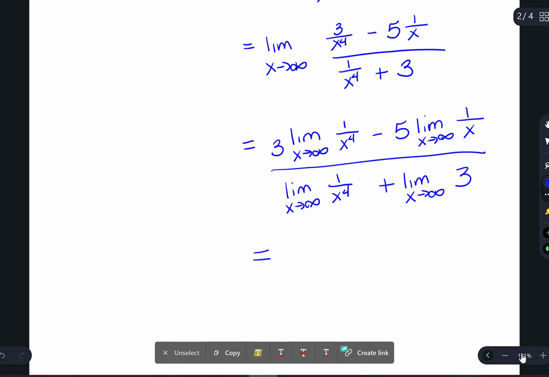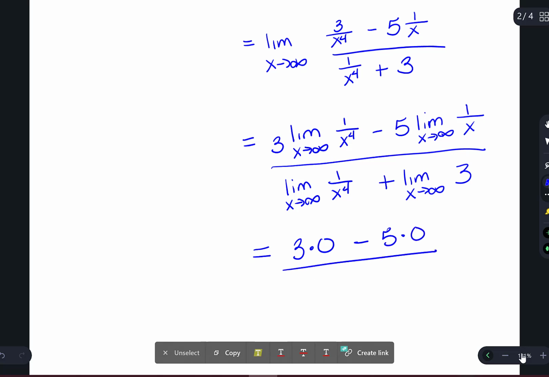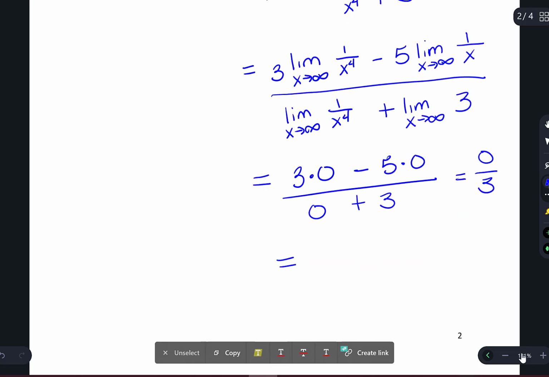So in the numerator, notice that this is going to be equal to 3 times the limit as x goes to infinity. Well, we've got x to the fourth in the denominator, so that's going to go to 0. So we have 3 times 0 minus, very similar argument, 5 times 0, divided by 0, and then notice this term doesn't involve an x, so it is just going to be 3. So this whole expression is 0 over 3, and so we find out that the limit is equal to 0.